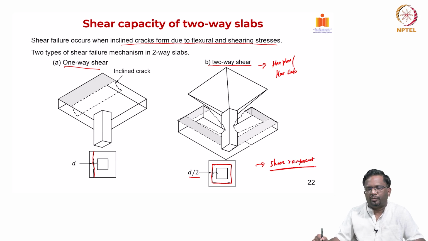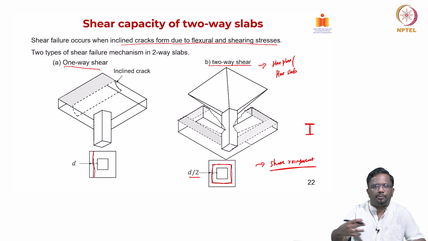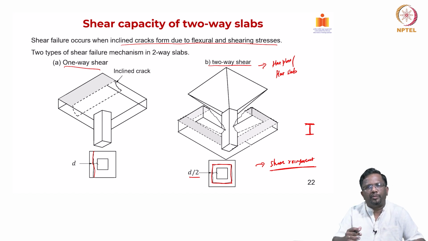Shear reinforcement is also provided, and usually these kinds of dowels are provided, right. Shear heads or shear dowels are provided, that come in each strip, that you put at different critical perimeters to satisfy the additional requirement, right.